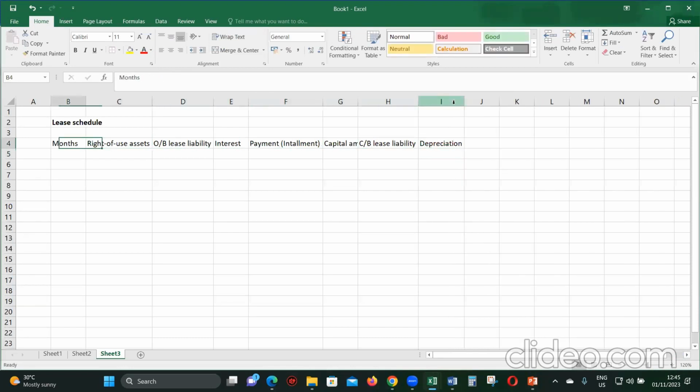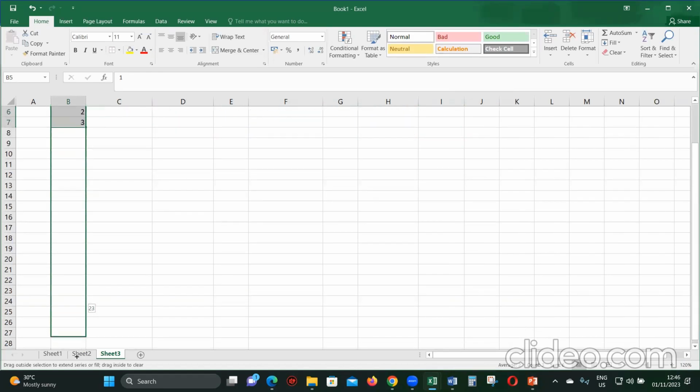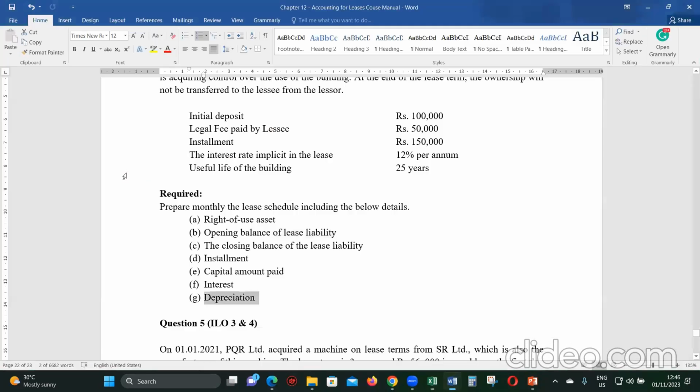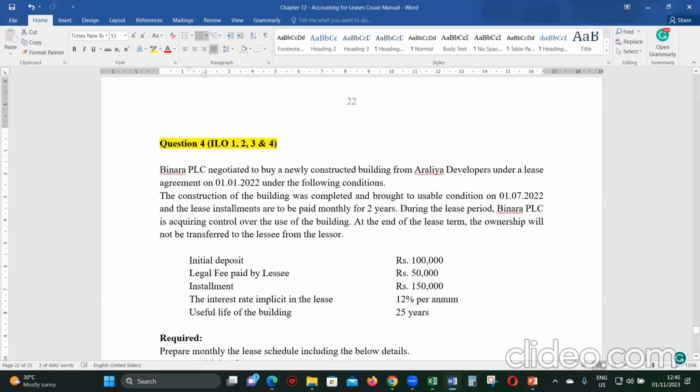Okay. Shall we quickly fill this? Now, how many months are there? There are 24 months. Why? Monthly, 2 years. So, 24. Yes, 24 months are there. We have to compute what? Right of use asset value. Shall we? How to do that?